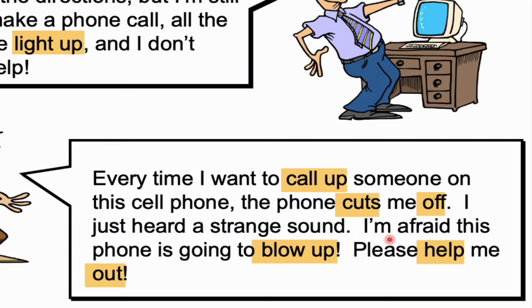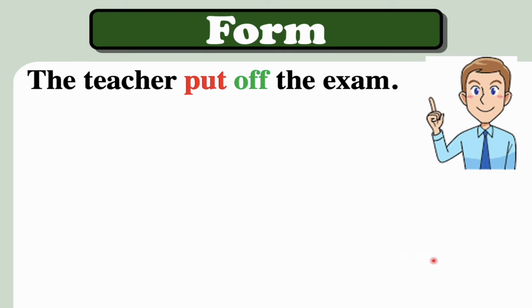And I just heard a strange sound. I'm afraid this phone is going to blow up. What does it mean, blow up? Very good, to explode. Please help me out. Yeah, good, help me out, it means to help someone in a difficult situation, right? Okay, excellent, good. Now let's talk about the form of phrasal verb.